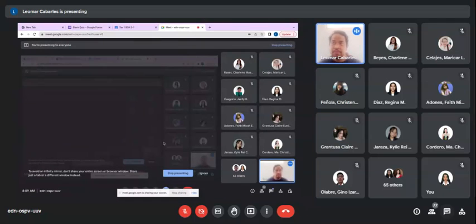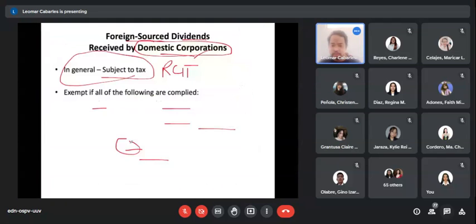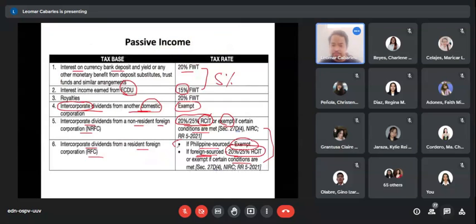Lumalabas kasi Philippine sourced pala siya. Okay? Kasi yung gross income ng resident foreign corp, more than 50% came naman from the Philippines. Philippine source yung dividend na yan. Tandaan nyo, kung Philippine source yan, it seems like it came from another domestic corp. So therefore, ito yung mag-a-apply. Itong part na to. Itong first bullet point dito. So, Philippine source, therefore, that is exempt.